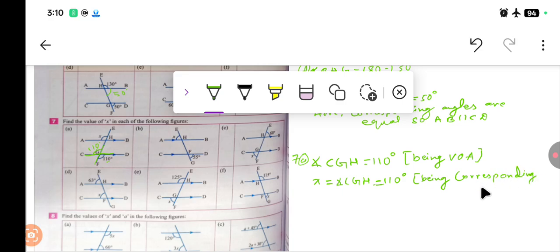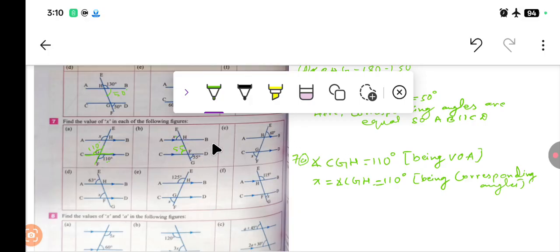Corresponding angles. So this is how question number 7a is solved. Now coming to question number 7b, same process over here. This is 55. I will do vertically opposite angle. This is also 55, and now x and 55 are in a corresponding relationship. Same like question number 7a.